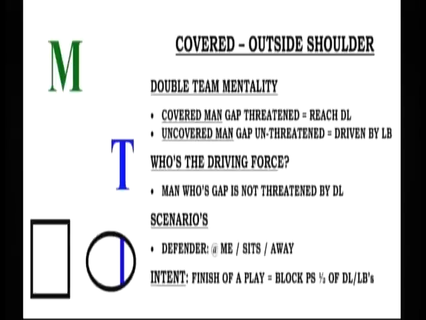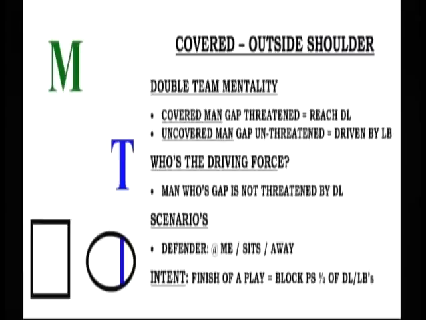That linebacker, if he flies over the top, of course, you're going to be forced to really attack that defensive lineman. If he sits behind, you're probably going to end up being the climber and going to that linebacker, or snapping opposite and driving up to that linebacker. Okay, who's the driving force? Again, the man whose gap is not threatened by the defensive lineman. You're the driving force. In this case, that would be the square or the center. Scenarios.